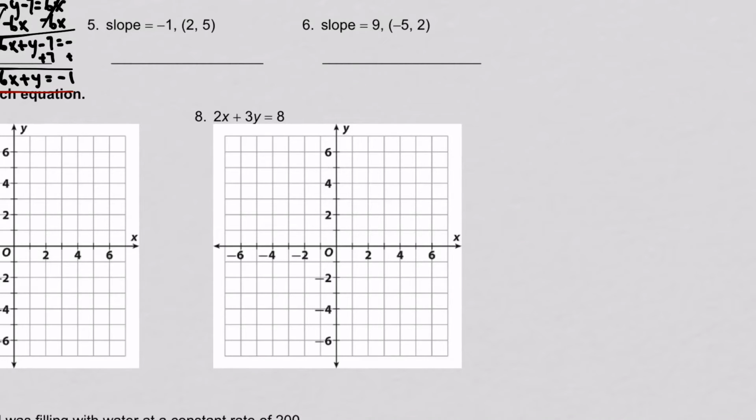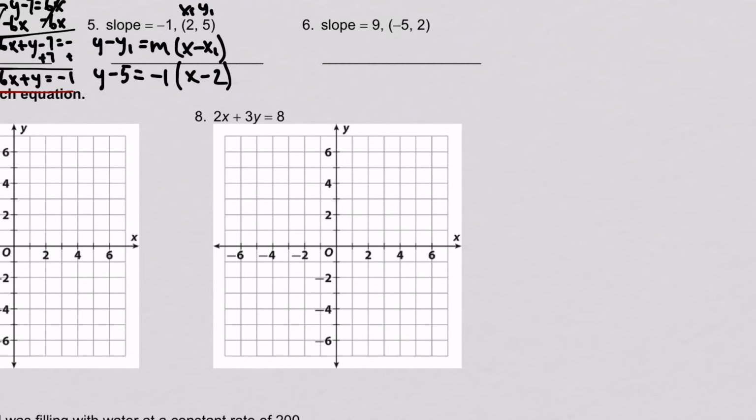Okay, let's do the same thing for number 5 and number 6. Number 5, the slope is negative 1, and the point is 2, 5. So I'm going to call that point x sub 1, y sub 1, once again, just like before. So I'm going to use point slope form. Y minus y sub 1 equals m times x minus x sub 1. And so plug in those numbers. Y minus 5 equals m, which is negative 1, times x minus 2. That's point slope form. We don't want that.